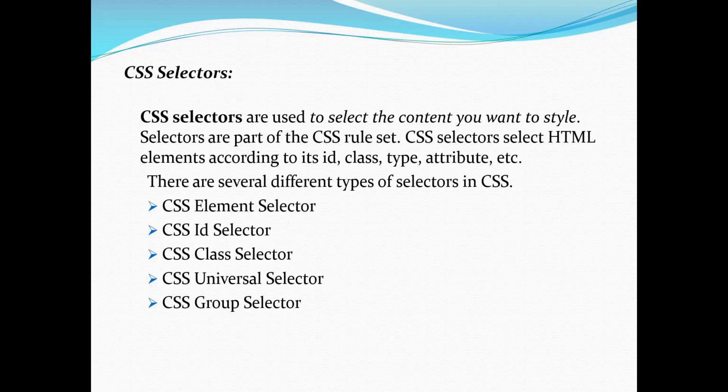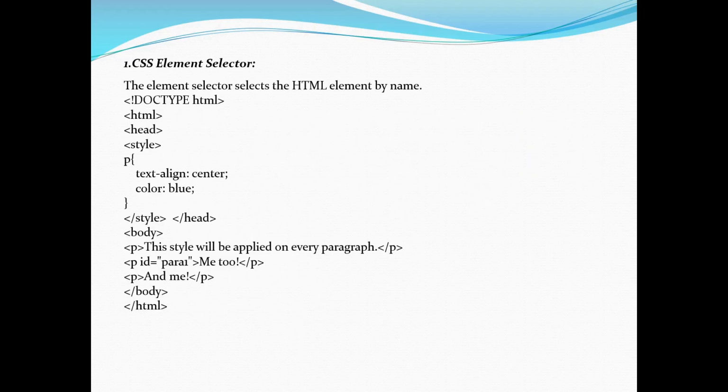The topic for today's class is CSS selectors. They are used to style the content. They are used to select the content which you want to style. They are part of a CSS rule. So what we will do here is I'll show you the different types of selectors. It is basically about how you will style the data and what data you will style.